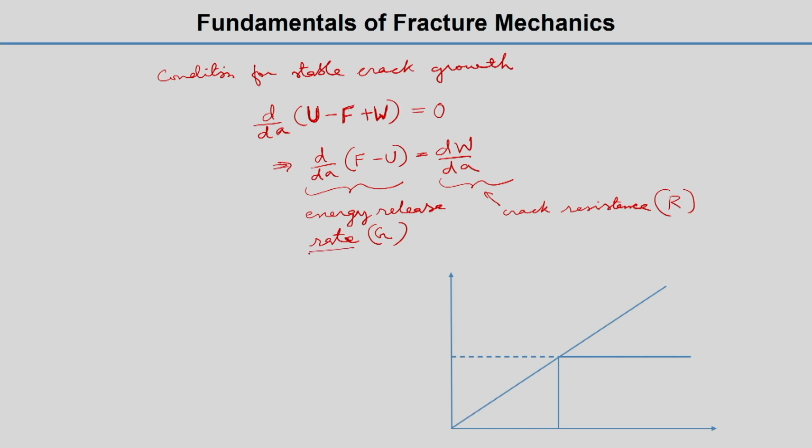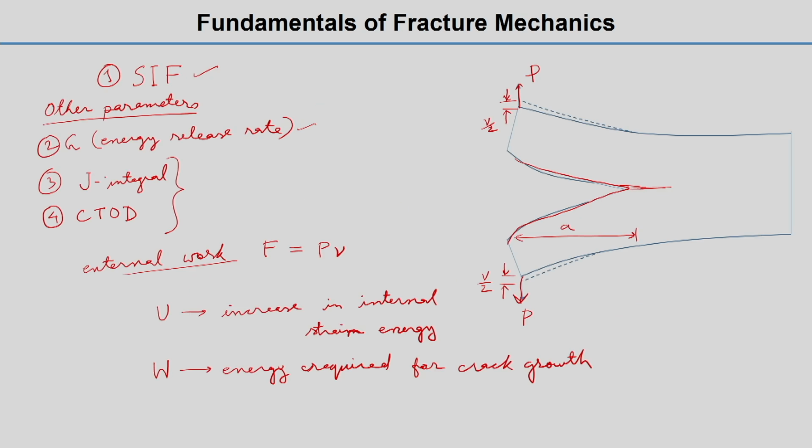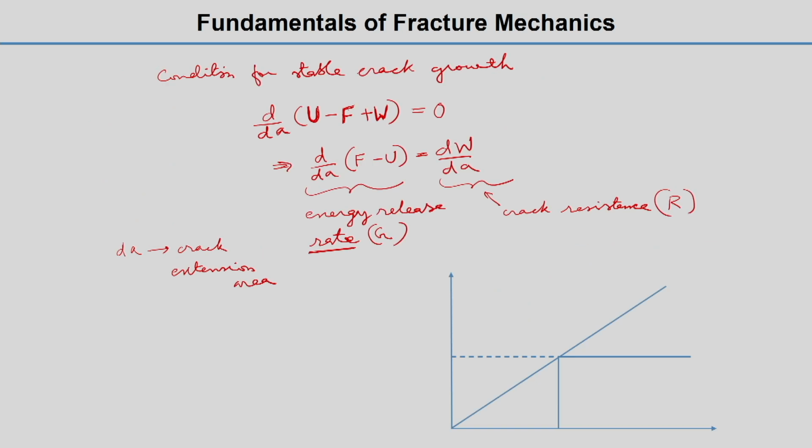Here you should understand that this rate does not mean derivative with respect to time. It is with respect to the area, that means the crack extension area. So in this case, this dA denotes the crack extension area. However, in the earlier figure, we wrote A as the crack length. A is the crack length, but you should not be confused by that. This dA is the crack extension area. So if we draw this curve for G and R, it can be plotted like this, if we keep A, the crack size, on the horizontal axis.